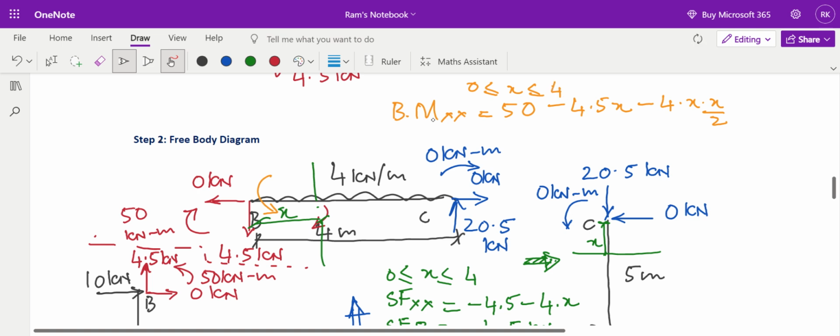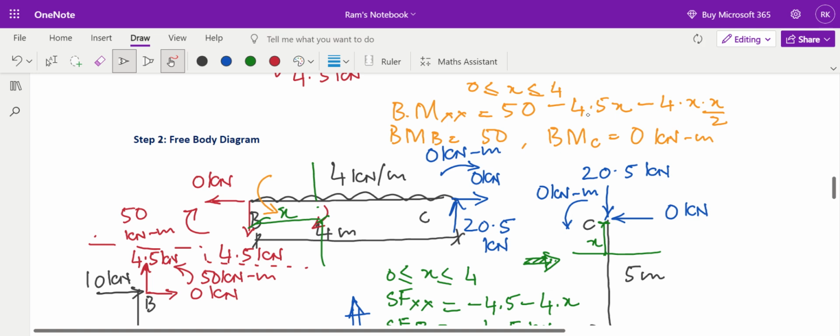If I put X equal to 0, that is bending moment at B is equal to 50. If I put X equal to 4, that is bending moment at C, put X equal to 4, 4.5 into 4 minus 2 into 4 square, you will get bending moment at C is equal to 0 kilonewton meter. 50 minus this minus 2x square. So that is equal to 0.